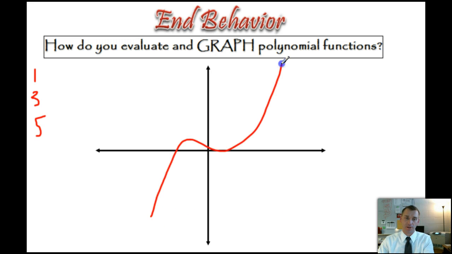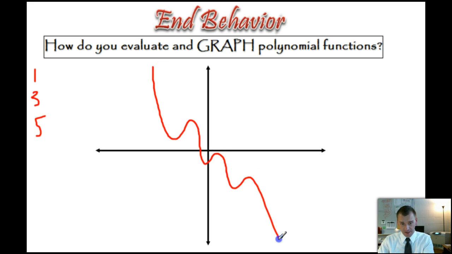Cubic could go like this. Or not cubic, sorry. Yeah, cubic can go like that. A 7th degree would go like this: 1, 2, 3, 4, 5, 6, 7. Like that. That's how all odd ones go. Beautiful. Let's now talk about the even ones.